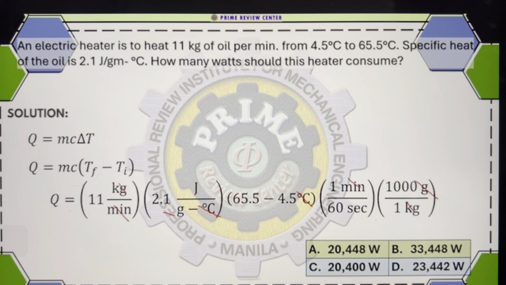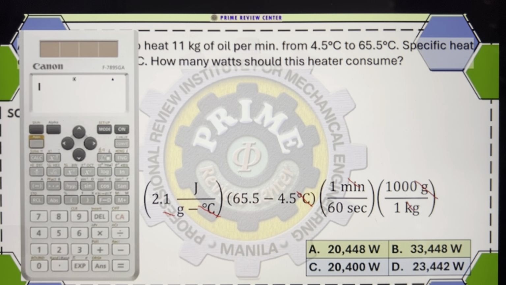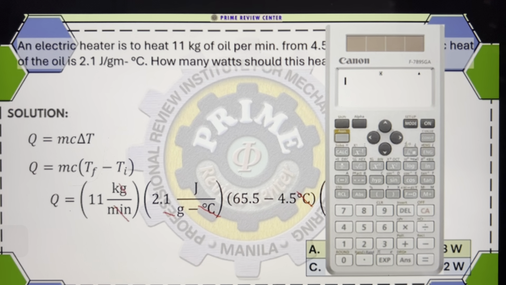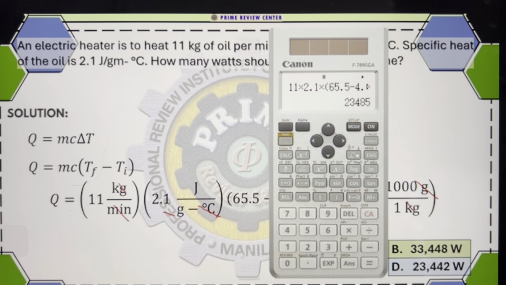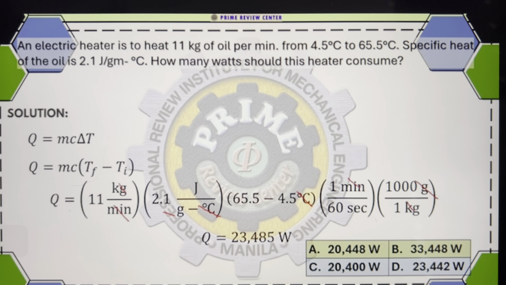So pwede na natin pindutin sa calculator. So bali meron tayo ito. 11 times 2.1 times yung difference, that's 65.5 minus 4.5. And so, times 1,000, divided by 60. So press mo lang equals. So makukuha natin yung value na 23485 watts. And syempre, yung kukunin natin na closest answer ay yung letter D, 23442.